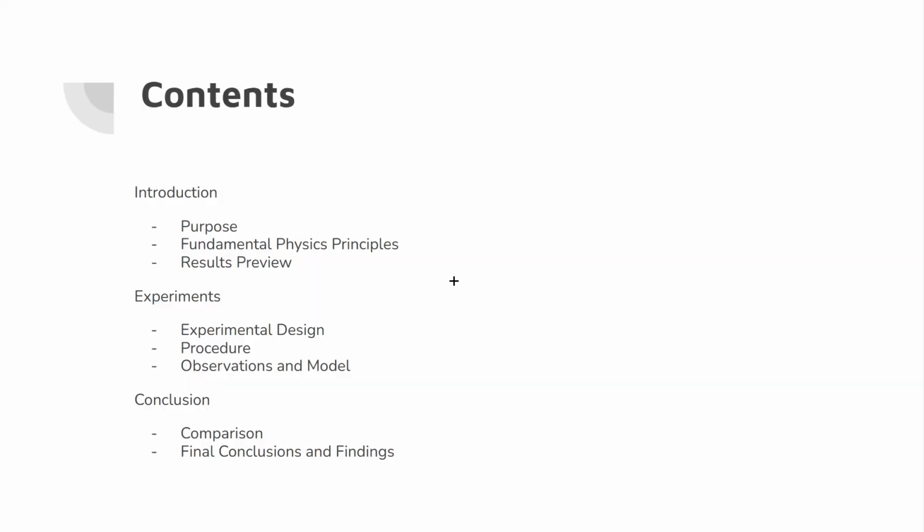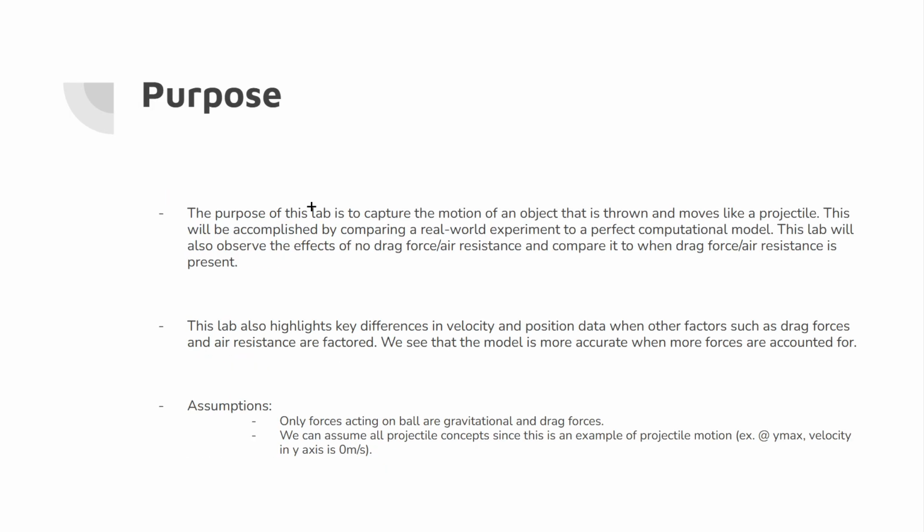First, we're going to go through the introduction, then look at the experiments, and then finish with final conclusions. The purpose of this lab is to capture the motion of an object that is thrown and moves like a projectile. This will be accomplished by comparing a real-world experiment to a perfect computational model.